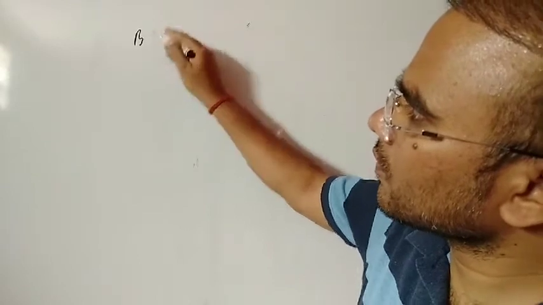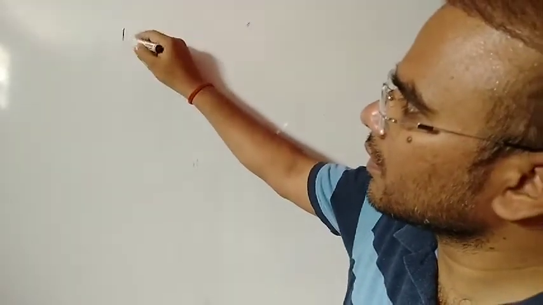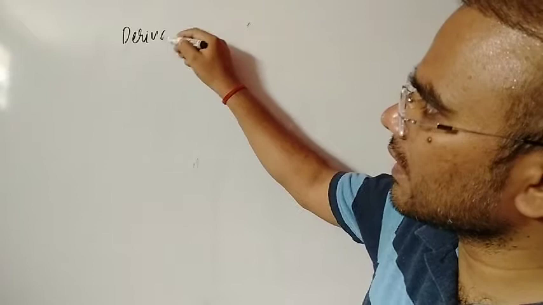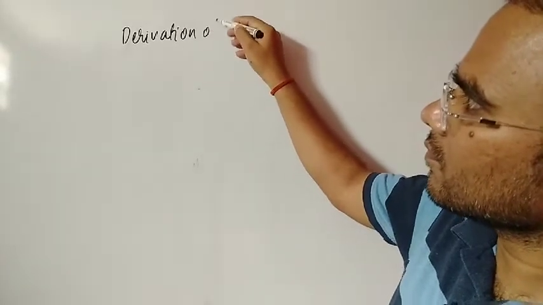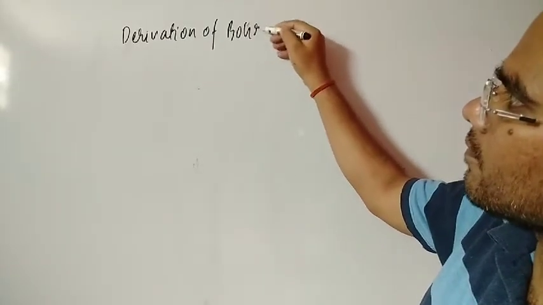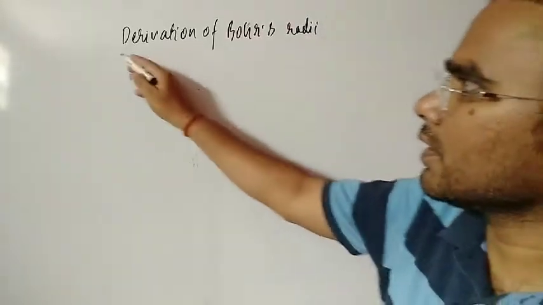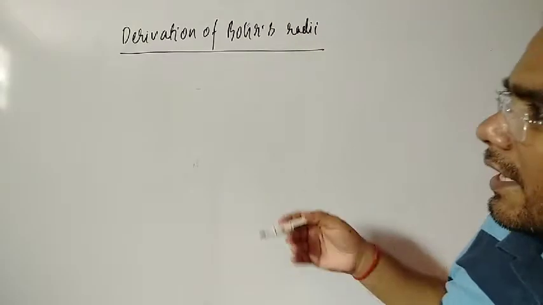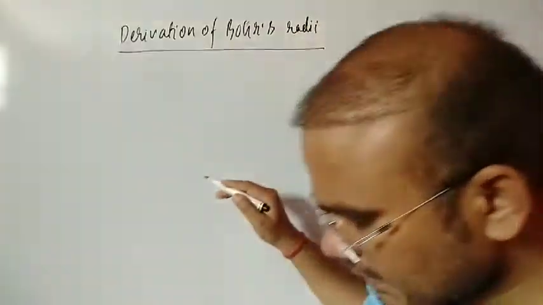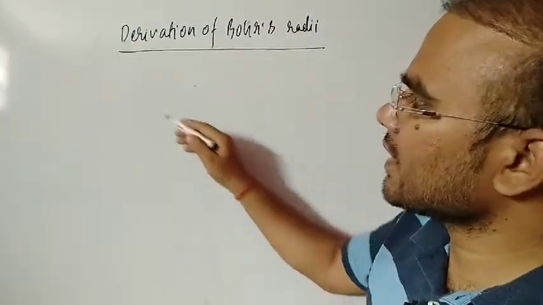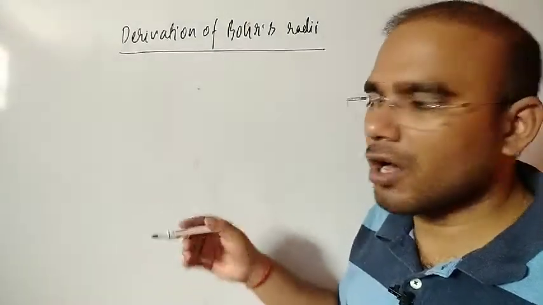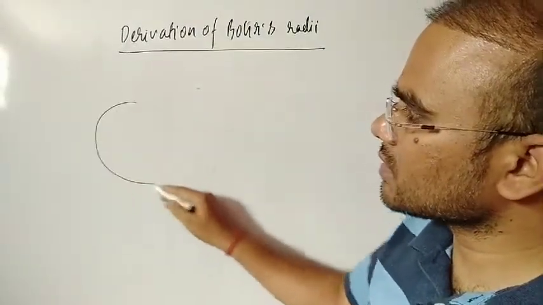So, derivation of Bohr's radii. Right, students, so this is what we are going to derive. Dear students, you know very well that there are two types of forces acting, stabilizing the orbits. So what are the forces, students?